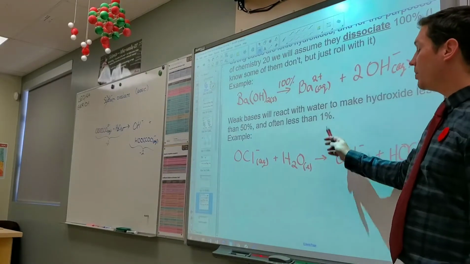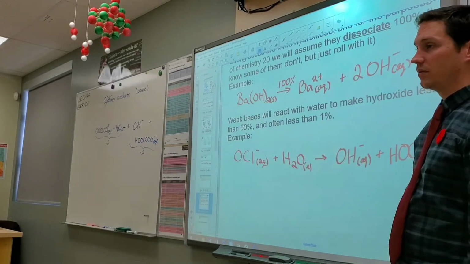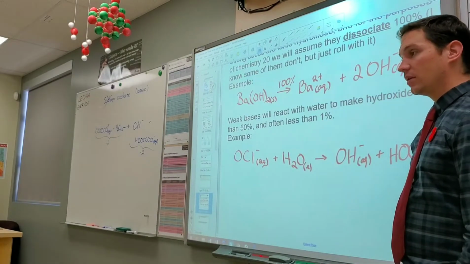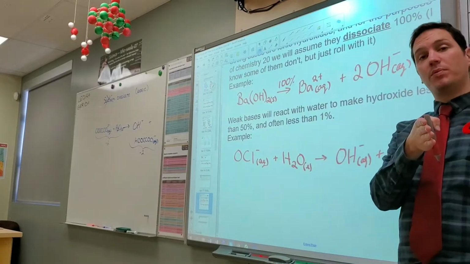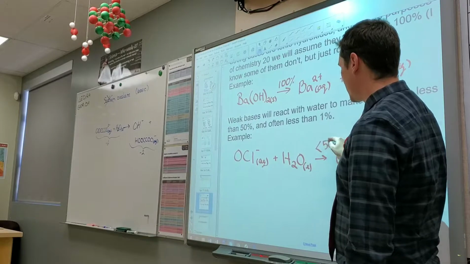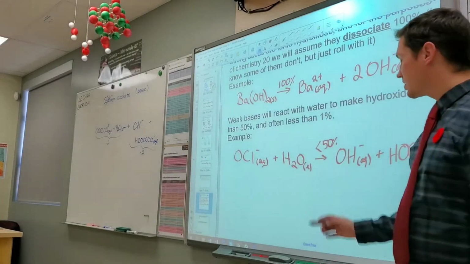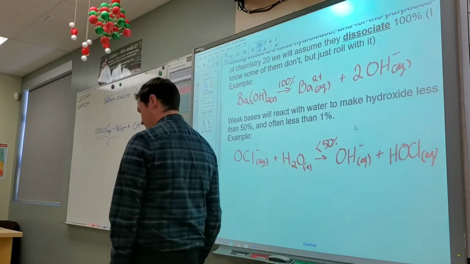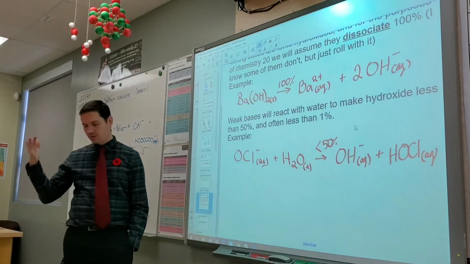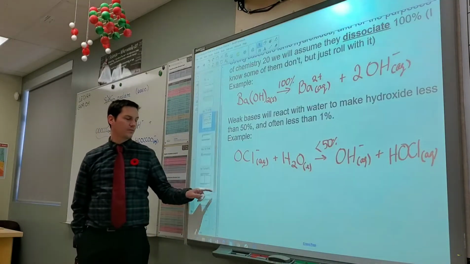Because this is a weak base, what can you say about this reaction? What could I put above this arrow? I could maybe put 1%, but we know for sure that this is going to happen less than 50% of the time. I'm just going to use this idea of less than 50% or greater than 99%, that kind of thing.